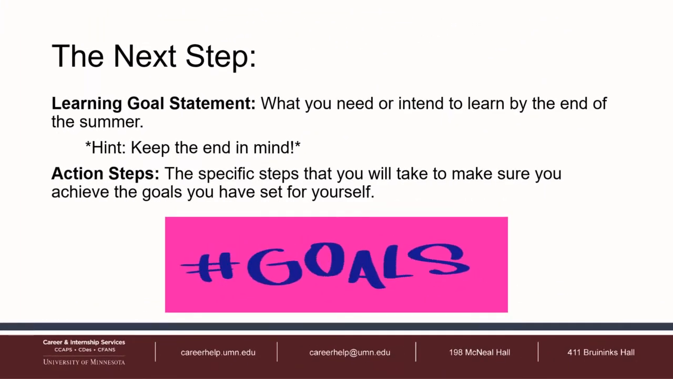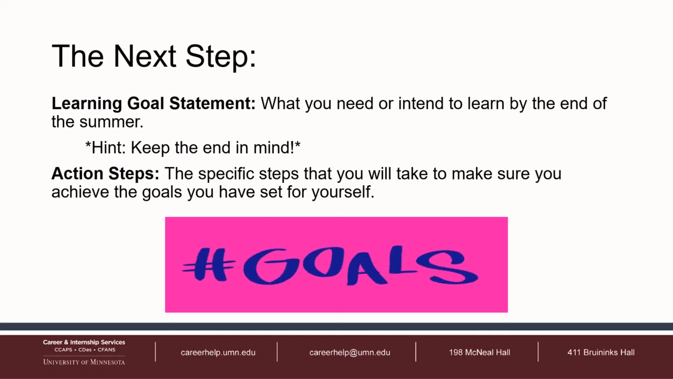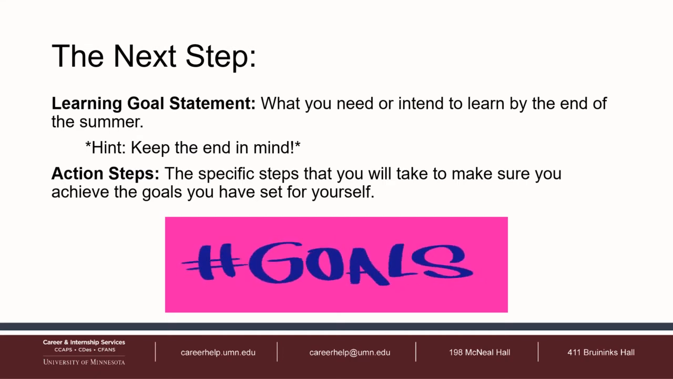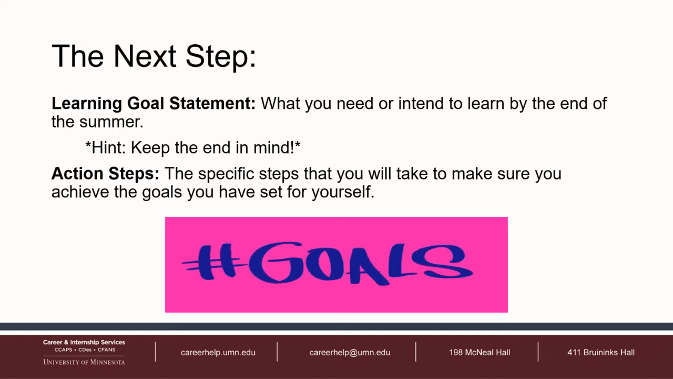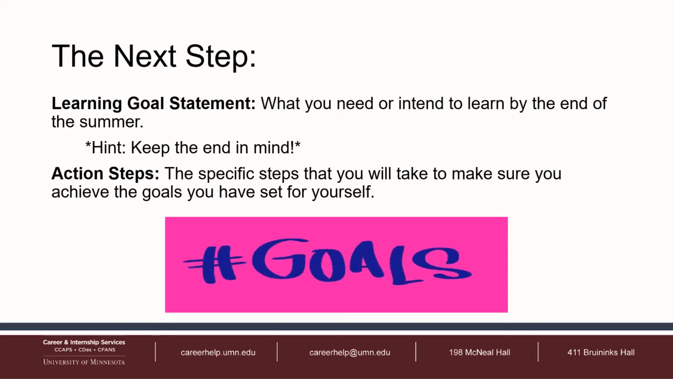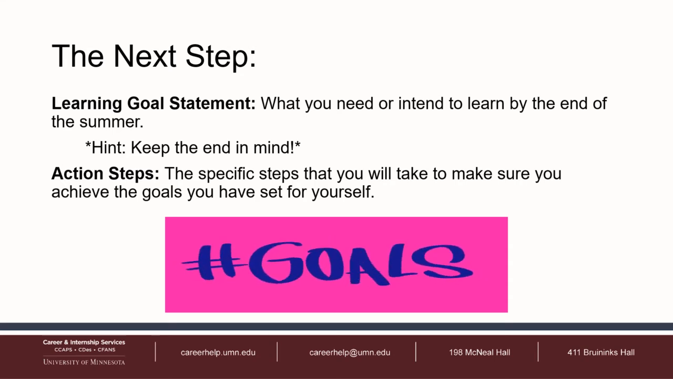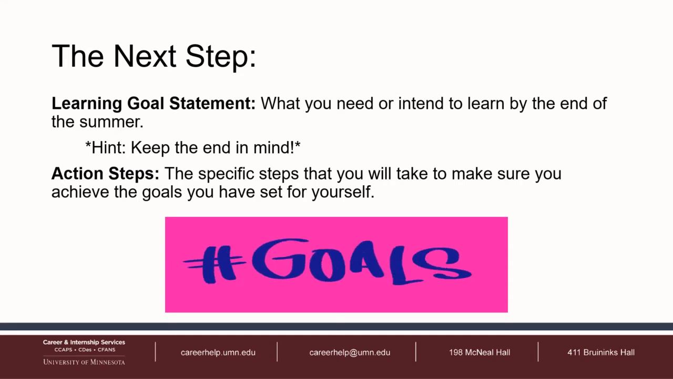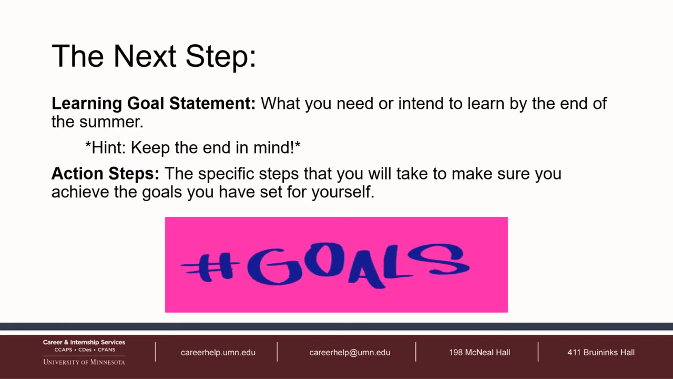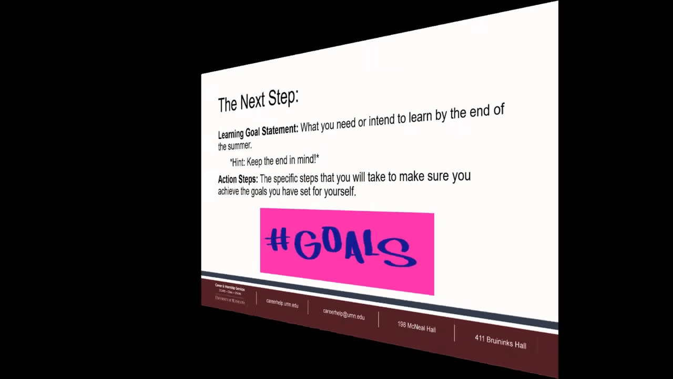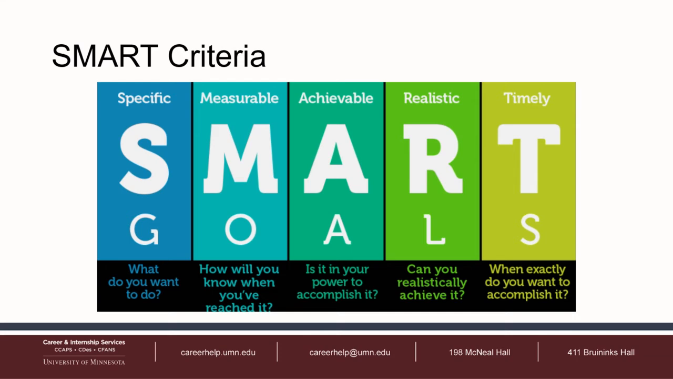Now that you have a picture of the skills and knowledge you want to learn this summer, it's time to start crafting learning goal statements and action steps for each learning goal. The learning goal statement is what you need or intend to learn by the end of the summer. Hint, keep the end in mind. Action steps are the specific steps that you will take to make sure that you achieve the goals you have set for yourself. You want to keep your goals and action steps SMART: specific, measurable, achievable, realistic, and timely.